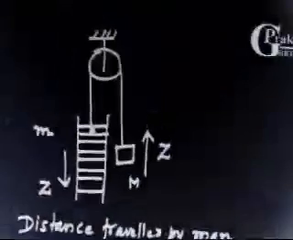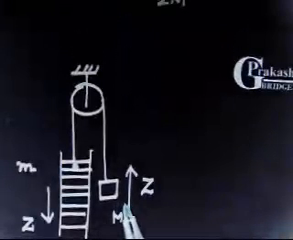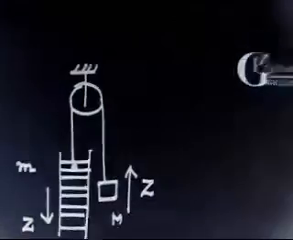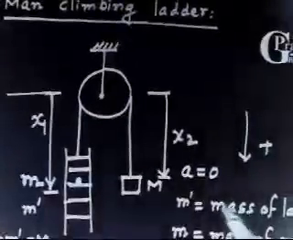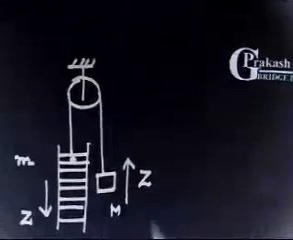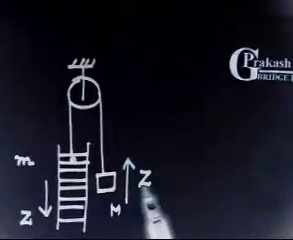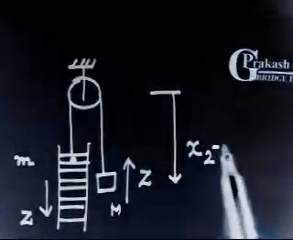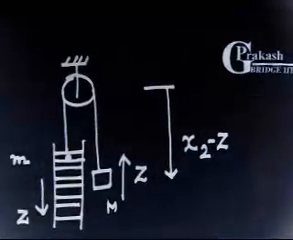Now what is the x coordinate? What is the coordinate of this mass this time? The initial coordinate of mass M is x2. You see here, if you check your copy, this is the distance x2. So now it has moved up by distance z, so its coordinate will be x2 minus z, because it has moved up by distance z.